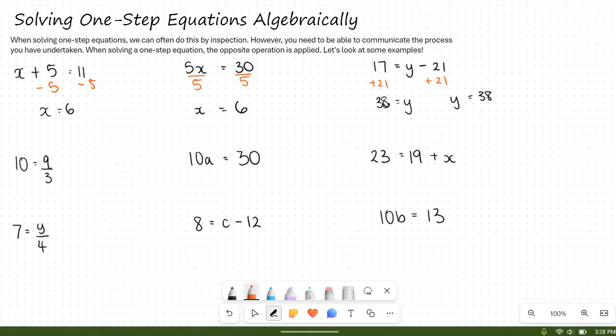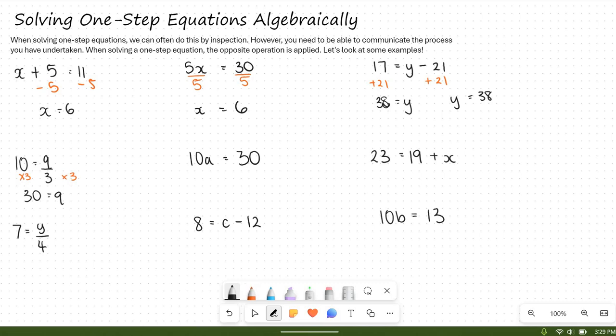This one here, we've got 10 equals q over 3. We know that that's saying q divided by 3, so we need to multiply by 3 on both sides to then get 30 equals q. Pause the video here and have a go at the next ones by yourself, and then I'll pop the answers up for you.